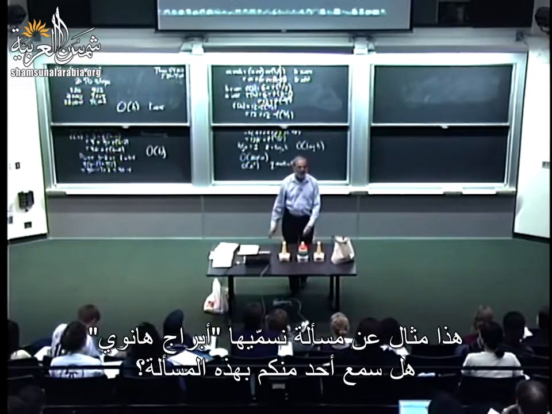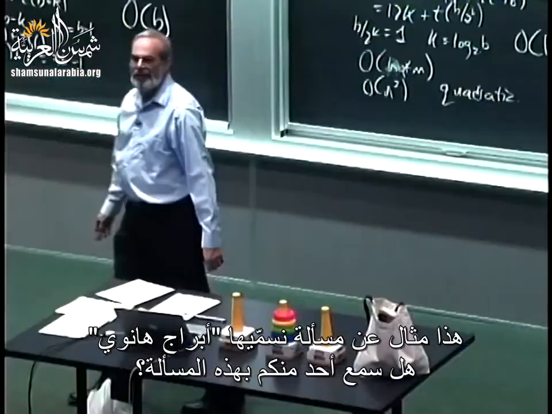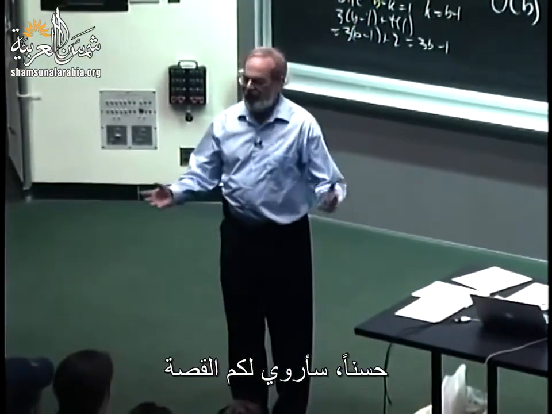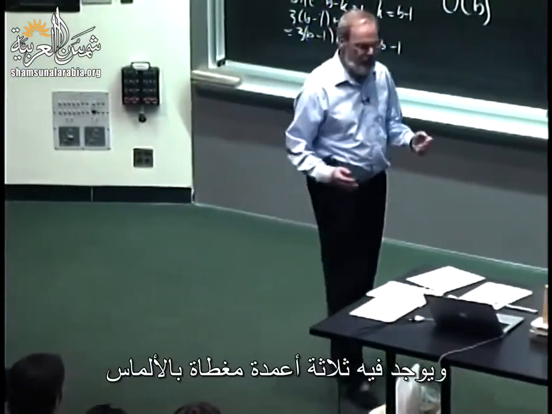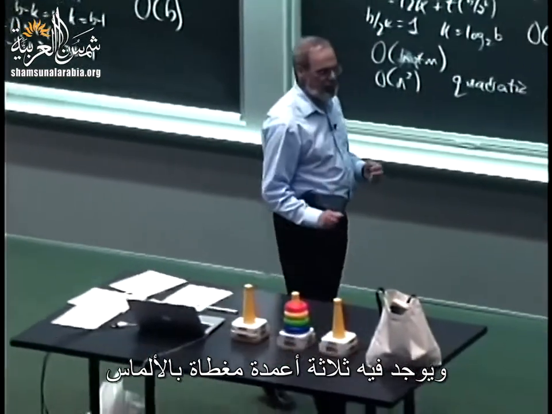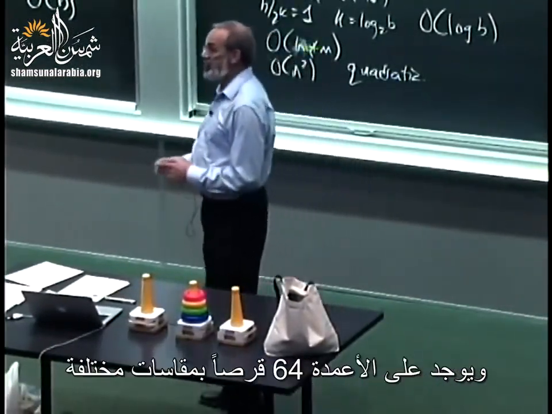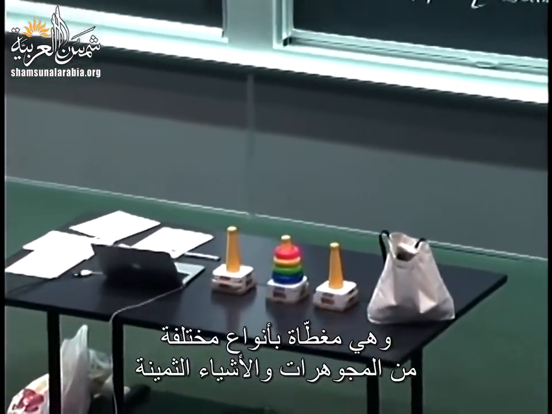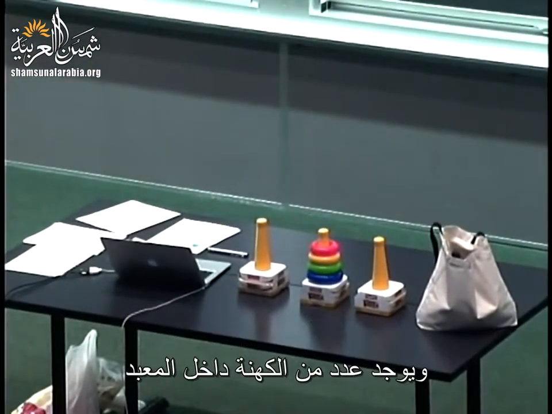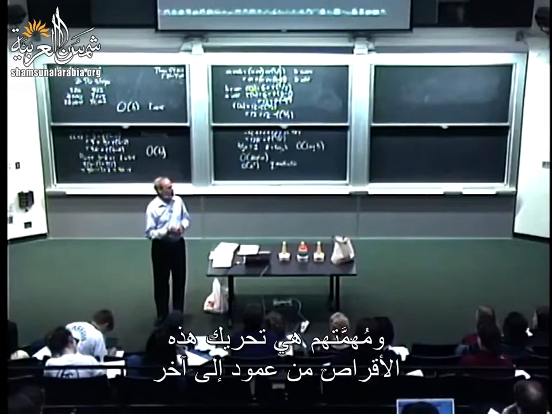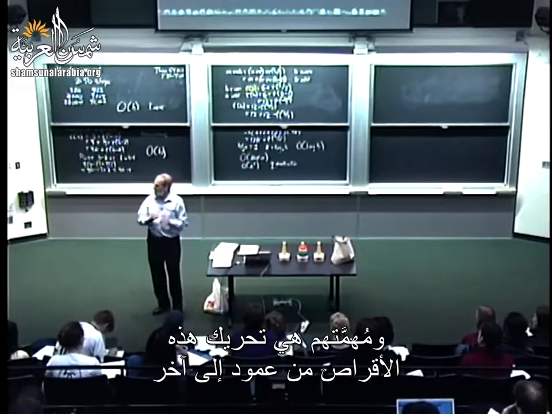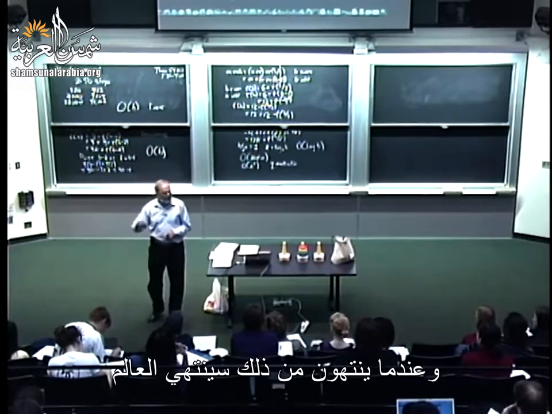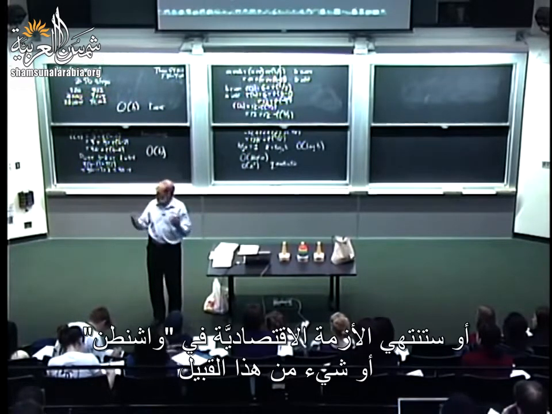This is an example of a problem called Towers of Hanoi. Anybody heard about this problem? A few tentative hands. Okay. Here's the story as I'm told it. There's a temple in the middle of Hanoi. In that temple, there are 3 very large diamond-encrusted posts. And on those posts are 64 discs, all of a different size, covered with jewels and all sorts of other really neat stuff. There are a set of priests in that temple, and their task is to move the entire stack of 64 discs from one post to a second post. When they do this, the universe ends, or they solve the financial crisis in Washington or something like that.